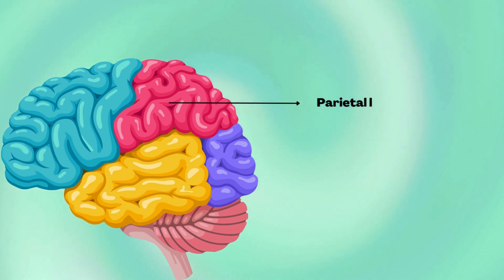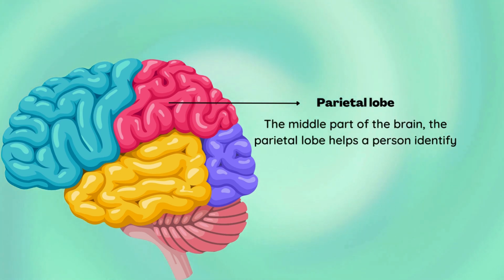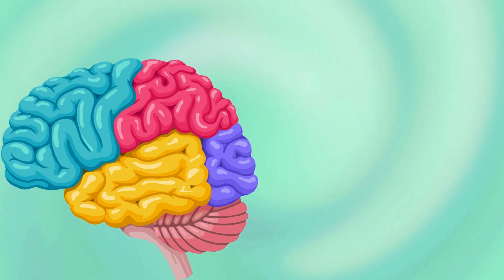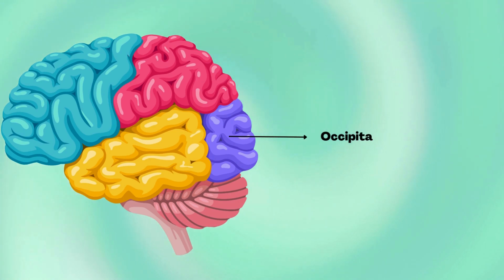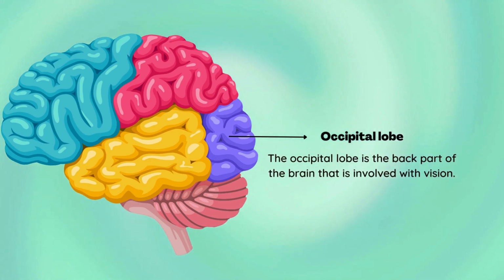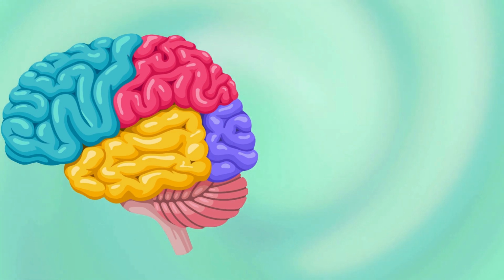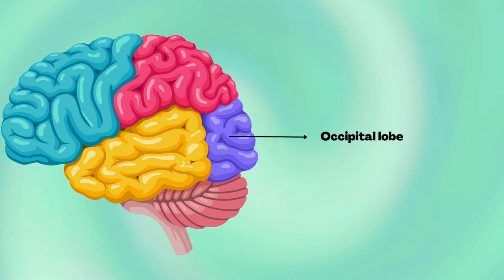Well, the middle part of the brain, the parietal lobe, helps a person identify objects. The red area in the brain shows the parietal lobe. The next purple area shows the occipital lobe. The occipital lobe is the back part of the brain that is involved with vision. It helps us to see objects, identify objects, etc.